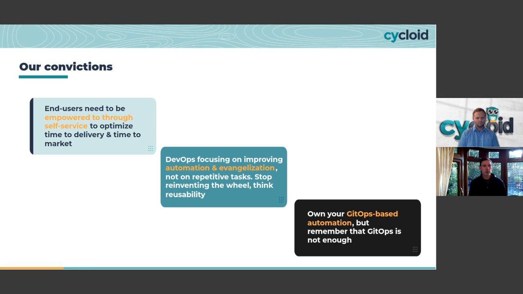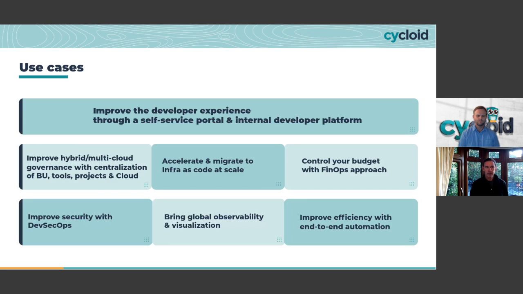And finally, our convictions. This is what we truly believe. End users need to be empowered. DevOps really focusing on automation and evangelization. Stop your devs constantly having to repeat, rebuild the wheel, waste time. And everything should be GitOps. We believe GitOps is the way to go, but GitOps isn't the solution. It's just a tool that gets you to where you need to be. And then I will hand over to Olivia.